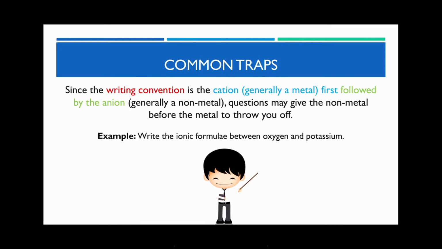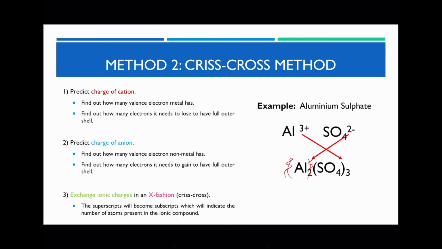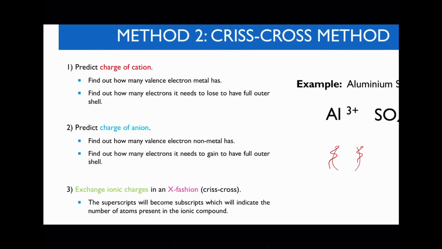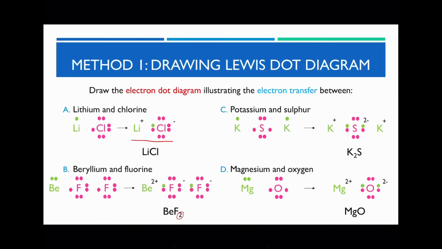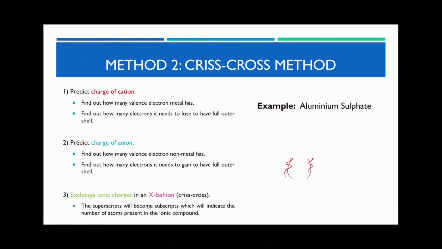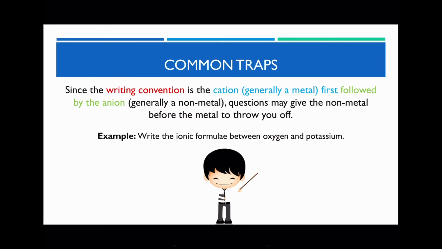So in the previous examples, notice that if you go back to the other slide, I've always given out the metal first, followed by the non-metal, because that is just writing convention. However, in this particular example, they've actually given you the non-metal first, followed by the metal.